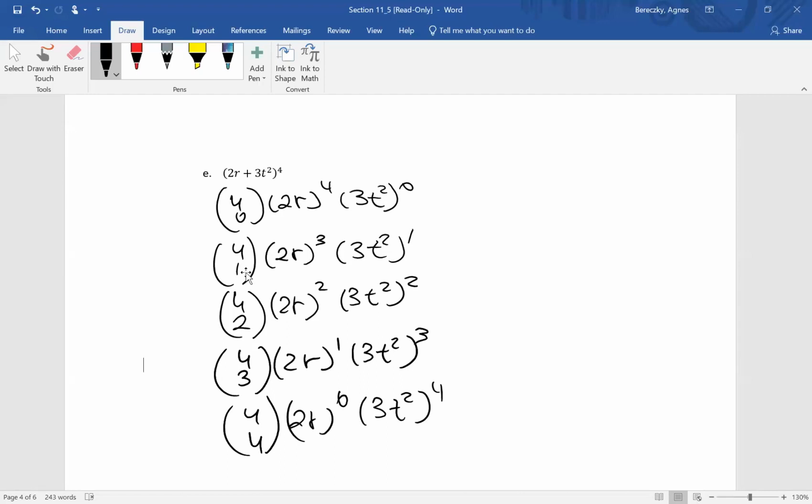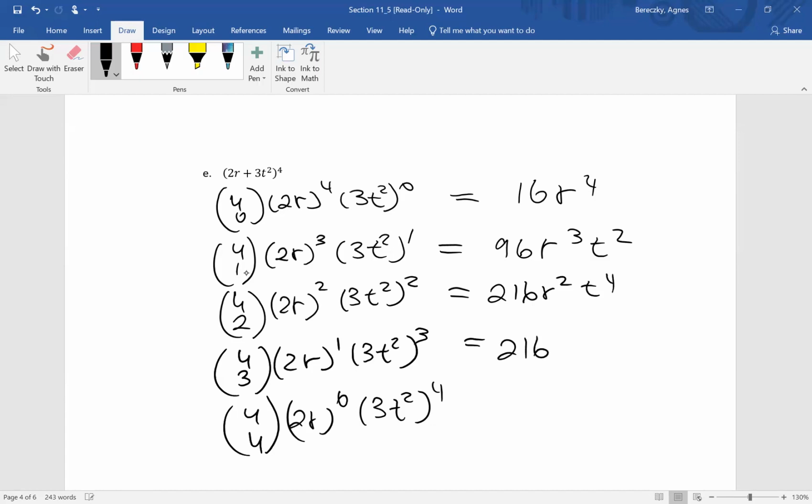Again, we can do it step by step. So this term will be 16r to the fourth. Again, we'll do the same steps. It ends up being 96r cubed t squared. Following will be 216 r squared t fourth, 216 r t to the sixth, and then 81 t to the eighth.